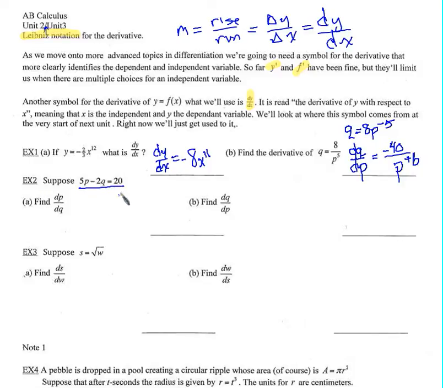Here what we have is an equation that is not written in normal y equals notation. Right? This is standard notation. What we're looking for is dp over dq. So what that means is we want to find how it is that p changes when q changes. So p is the dependent variable and q is the independent variable.